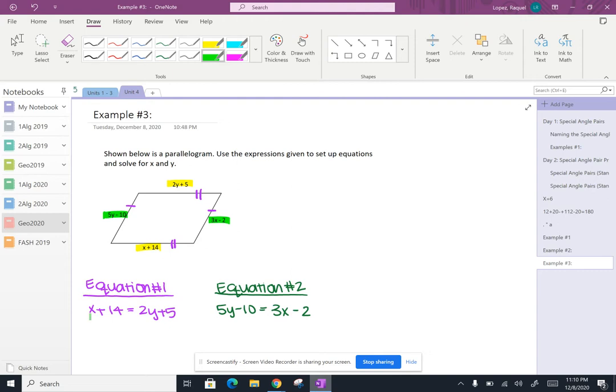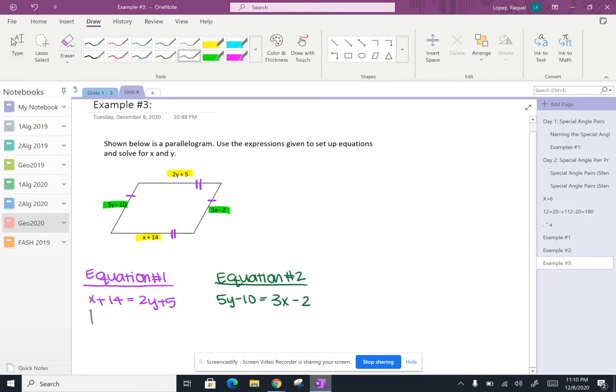So when I look at my two equations down here, one of the things that I'm looking for is to see if any of the variables have a coefficient of 1, so that we can use substitution to solve the system. Equation 1 has x by itself, which means I can get the equation in x equals form. I'll do that by subtracting 14 on both sides. So I end up with x equals 2y minus, and then we have to do 5 minus 14. So x equals 2y minus 9.